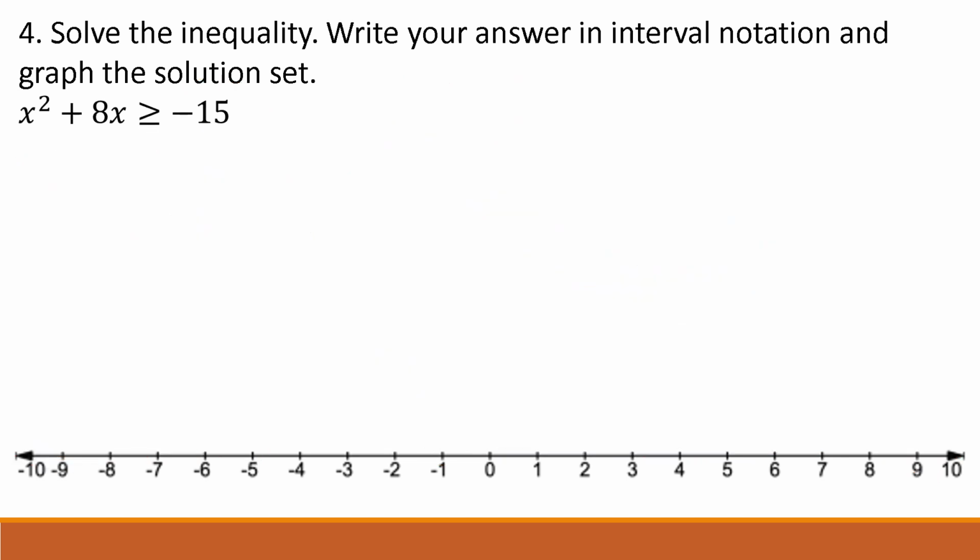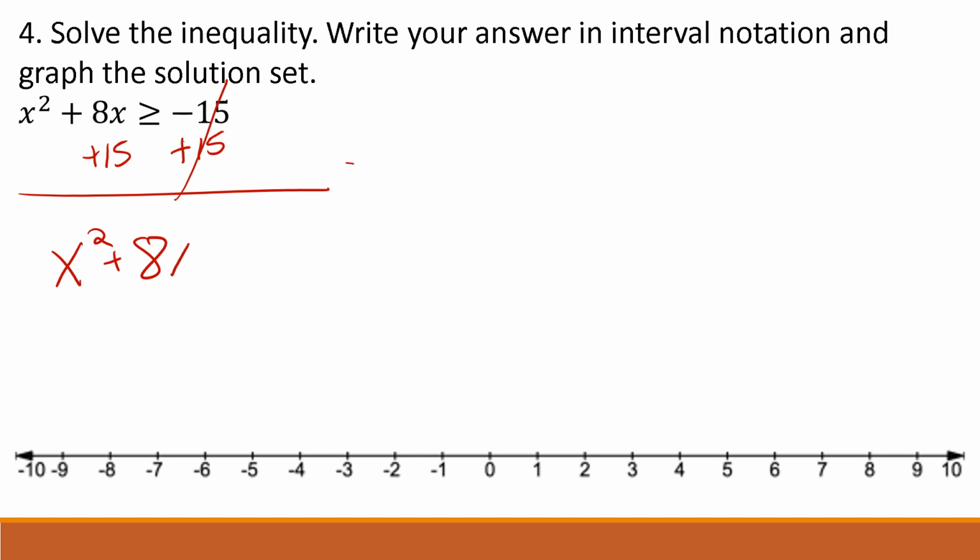What do we notice about this one? Right, it's not 0 on the other side. So before we factor, we want to make sure our inequality is equal to 0, or like the right side is 0. So we want to get everything on one side. So we're going to move the 15 to the left side. So add your 15. It's negative, so we're going to add it to get rid of it. So we would have x squared plus 8x plus 15 greater than or equal to 0.